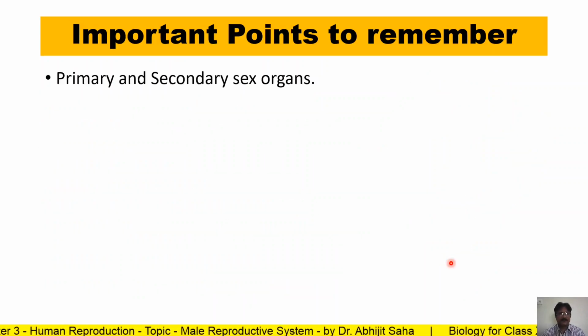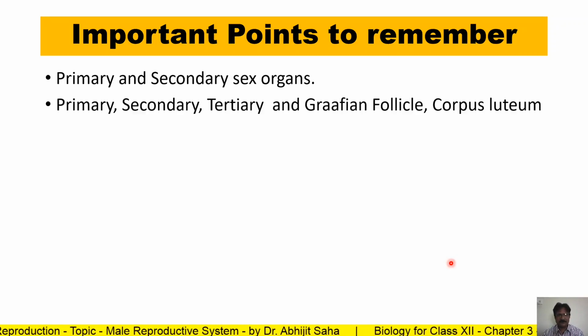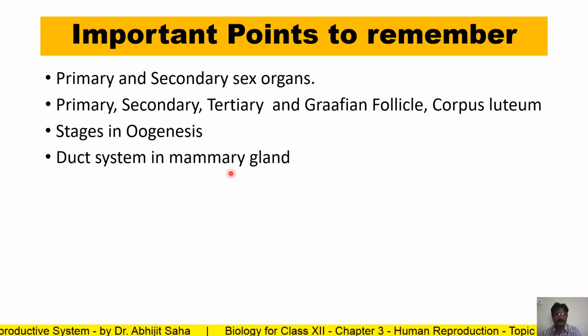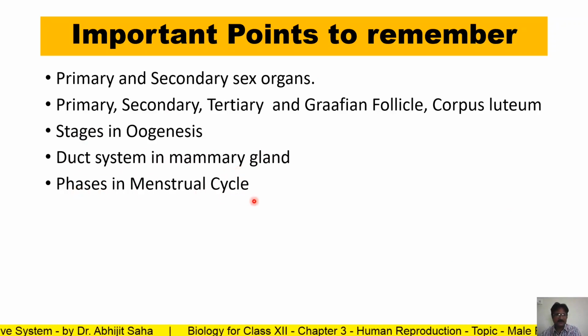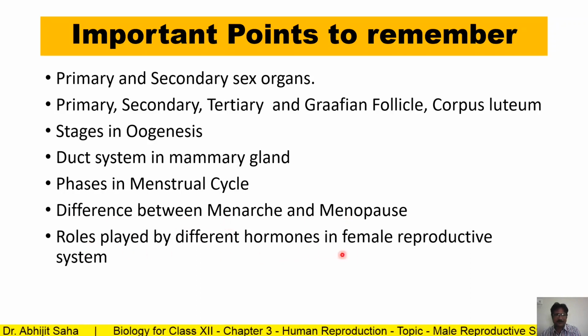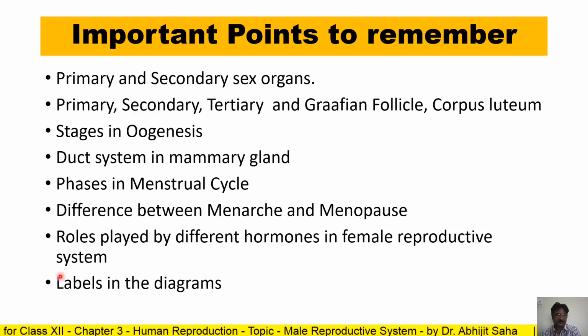Now before we leave, let me remind you of some important points which you should remember. Primary and secondary sex organs, primary, secondary, tertiary follicles, Graafian follicle, corpus luteum, these important terms. Different stages of oogenesis, duct system in the mammary gland, phases in the menstrual cycle, difference between menarche and menopause, and the roles played by different hormones in the female reproductive system. These are very important, so you must understand these terms which we have just discussed. And of course, in biology, you cannot forget the diagrams.